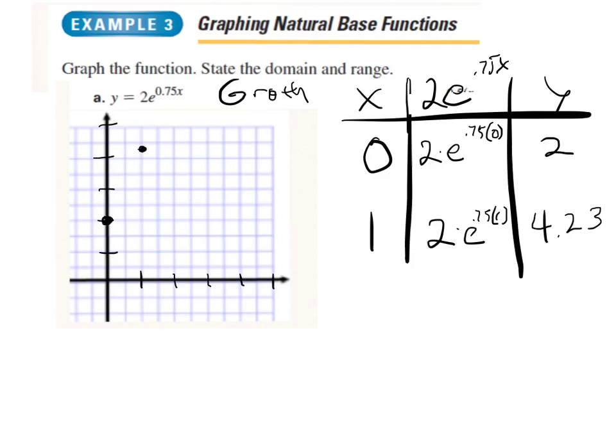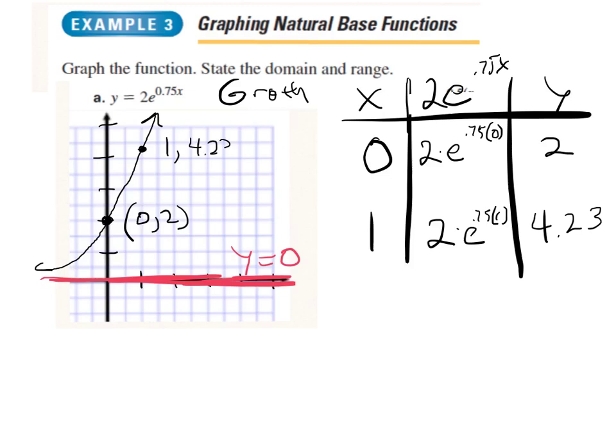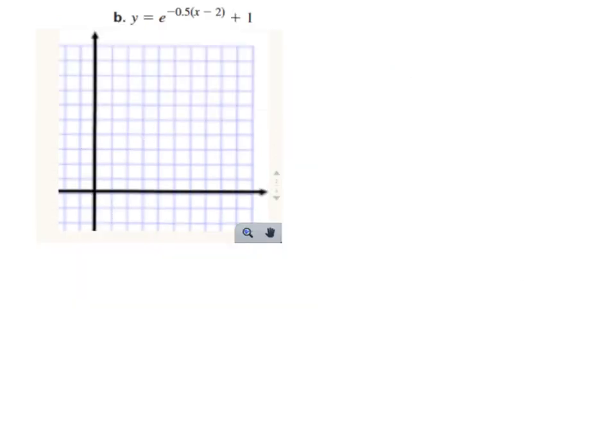4.23. And again, this is growth, so it's going to come from the x-axis and shoot straight up. Our asymptote is right here, still at y equals 0. There is no h and k, so we have no shift, so we have our final graph. And I would label my points. 0, 2, and 1, 4.23.